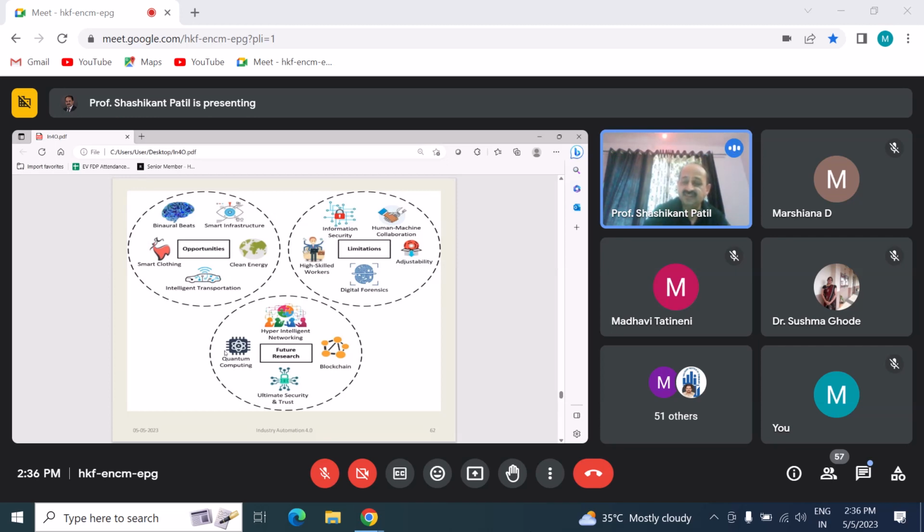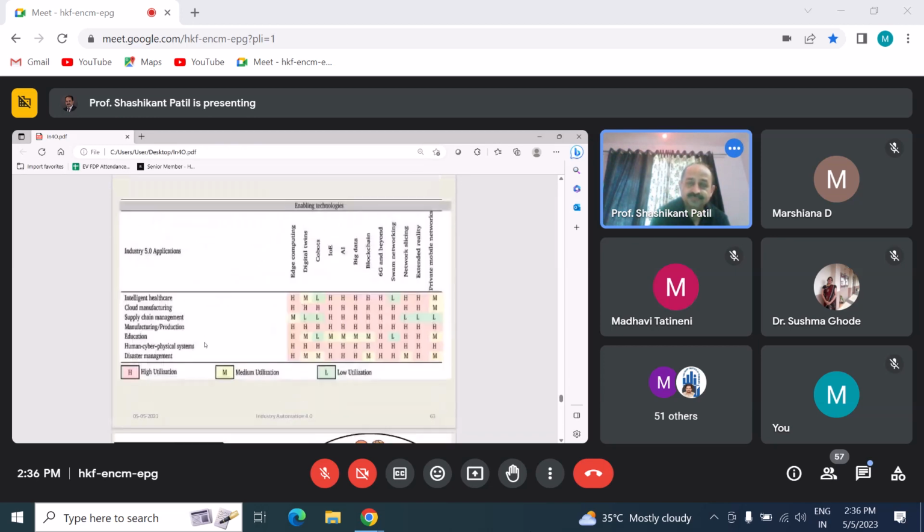Then future research. If you see, blockchain is the area where a lot of opportunities are there. Then hyper intelligent networking, quantum computing, and ultimate security and trust. These are the four areas where ample opportunities are there. So this complete diagram explains about opportunities, limitations, and future research of our Industry 5.0.